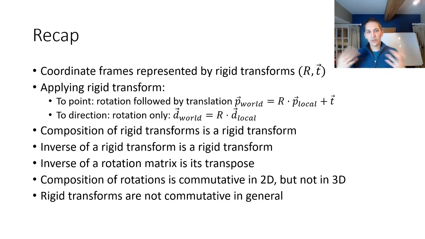Okay, so as a recap, we represent coordinate frames with these rigid transforms. The application of a rigid transform takes local coordinates of points to world coordinates of those points. You can also apply them to directional quantities, although you omit the translation component. We can compose rigid transforms, and we can invert them. The inverse of a rotation matrix is its transpose, both in 2D and 3D. Composition of rotations is commutative in 2D, but not in 3D, and rigid transforms are not commutative in general.